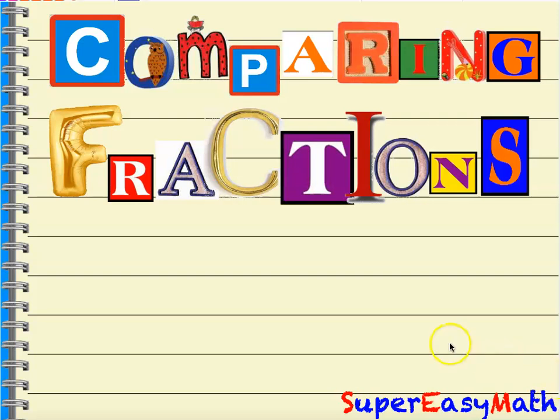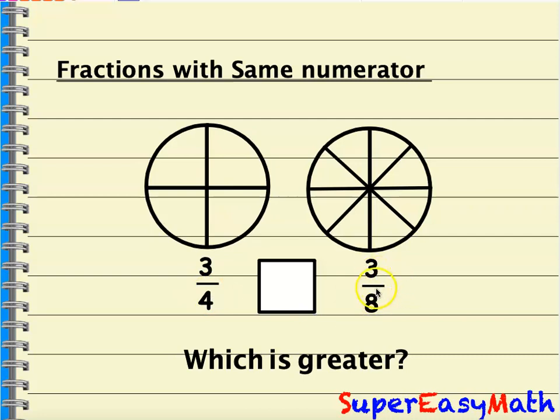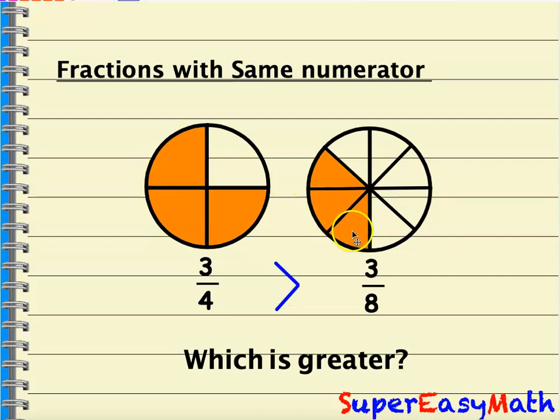In this video we'll talk about comparing fractions with the same numerator, so let's start. 3 over 4 and 3 over 8, which is greater? First of all, let's color 3 over 4, so it's 3 pieces of 4, 1, 2 and 3. What about 3 over 8? So it's 3 pieces of 8, 1, 2 and 3. It's clear that 3 over 4 is greater than 3 over 8.